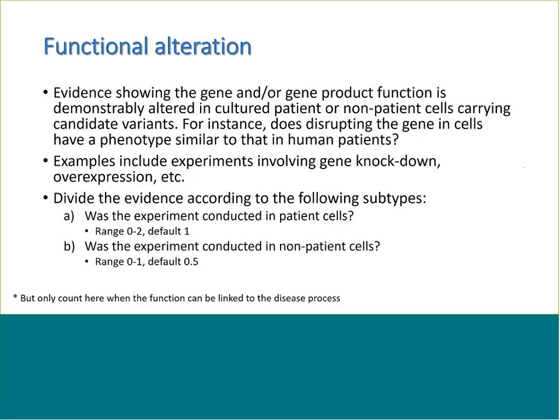So moving on, functional alteration. This is evidence showing that the gene and or gene product function is demonstrably altered in cultured patient or non-patient cells carrying candidate variants. Examples of this kind of also include things like gene knockdown, overexpression, etc. And the scores are slightly different depending on whether the experiment was in patient cells or non-patient cells. So we have an example of each here.